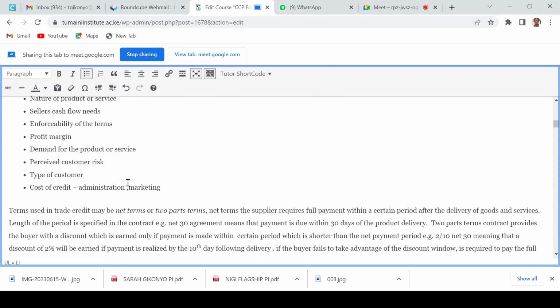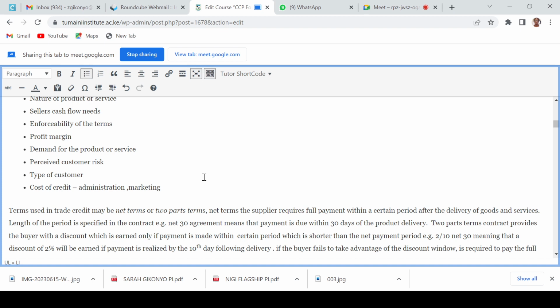Then there is the other one we talk about, perceived customer risk. I think this was mentioned by one of us, the perceived customer. Kama customer unamuona ni risky, utamwekea days kidogo ndio auze akulipe kwa haraka, usiende hasara. Then the other one is what type of a customer. This was also mentioned, the type of a customer, and of course we've talked about the cost of credit, the administration cost that we incur, the cost of bad debts and all that, right?